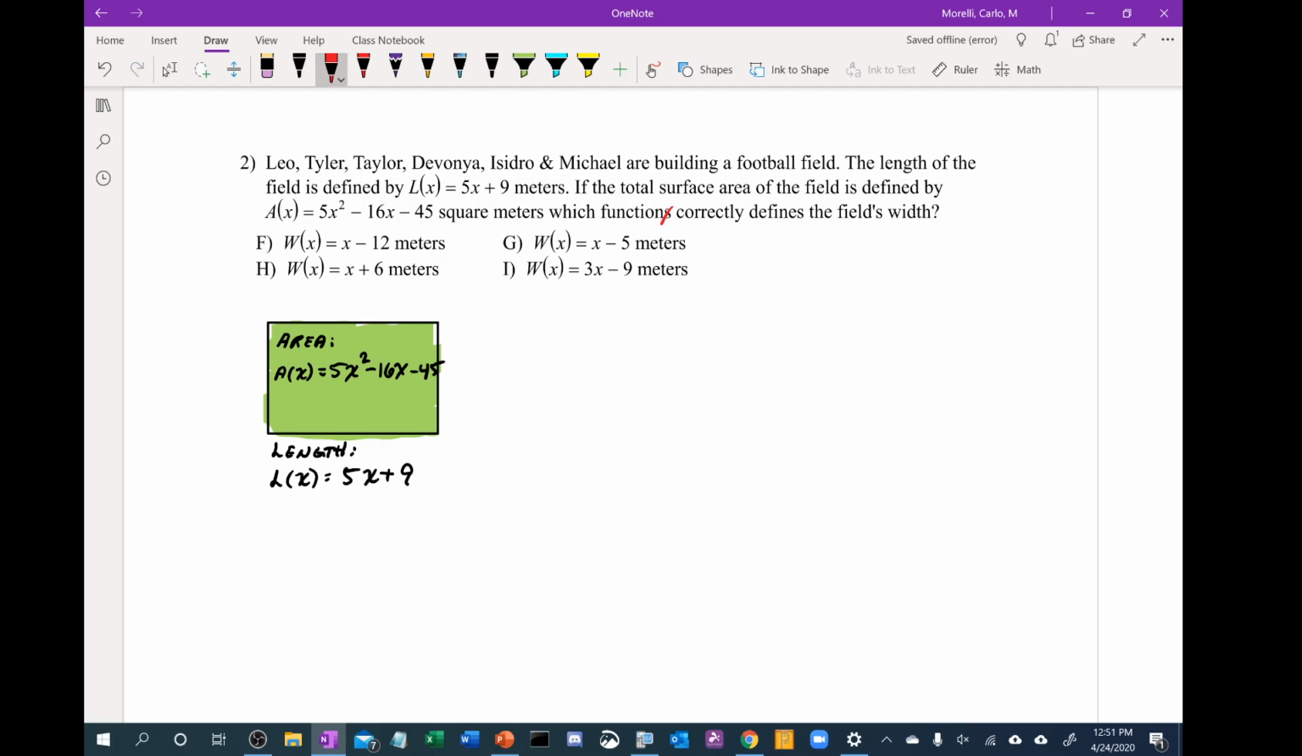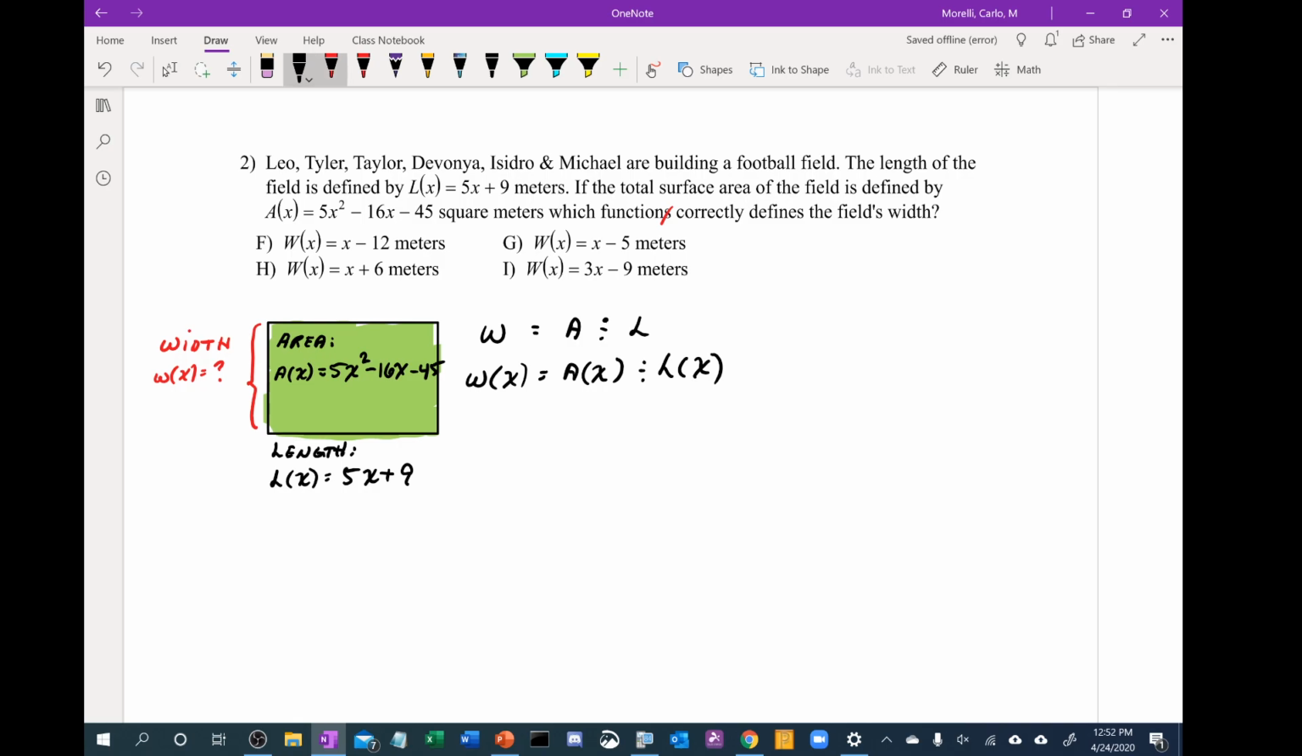And the thing that we'd like to find is the width. That's this shorter side here. So we want to find the width, and we don't know it, but it's going to be W of x equals something. That's what we don't know. And so the area formula that we'll use to find it is width equals area divided by length. In other words, W of x equals A of x divided by L of x.